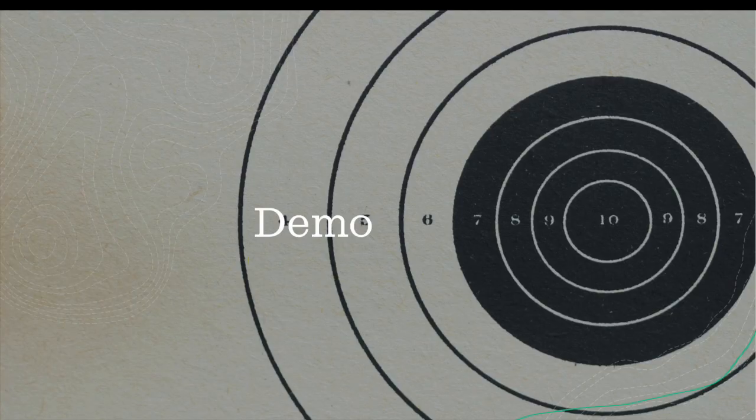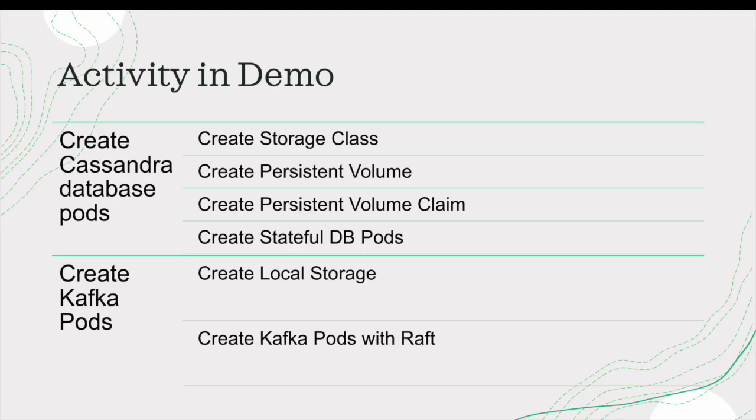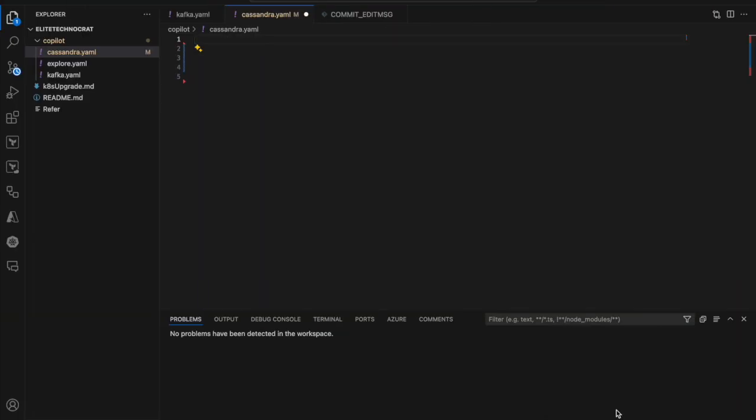So we have covered the basics in part 1, so we go directly to the demo. In this demo, we will be covering two cases for a stateful application. The first case is a database and the second is Kafka. So let's go to the work.